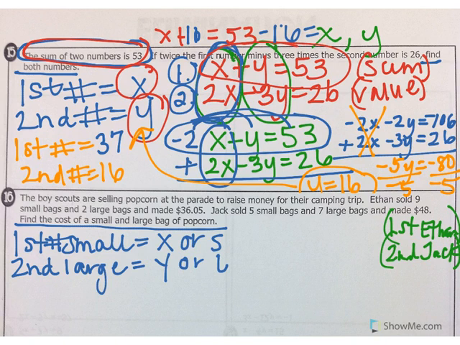We're going to write an equation based on Ethan. So it says Ethan sold, so our whole equation is going to be about Ethan. Ethan sold 9 small bags and 2 large bags and made that much money. Okay? So we're going to do 9 small, which is S or X, so 9S plus the 2 large equals how much money he made, so 36.05.